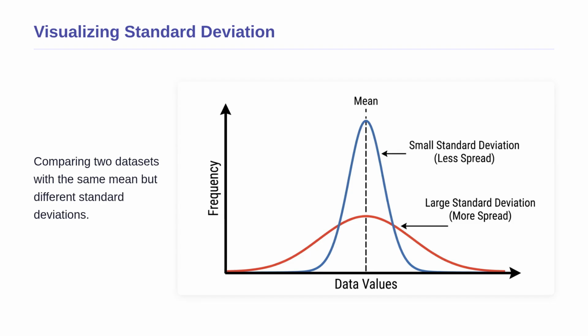In contrast, the short, wide red curve represents a dataset with a large standard deviation. The data is spread much further out into the tails. This diagram perfectly illustrates why the mean alone is not enough. The standard deviation tells us the true shape and reliability of our data.